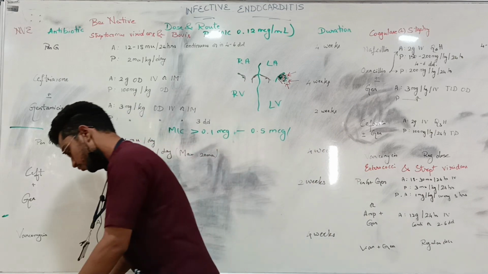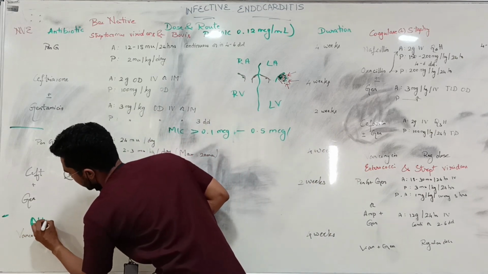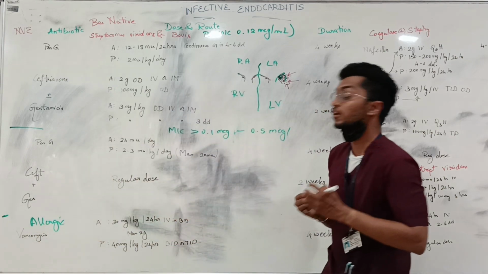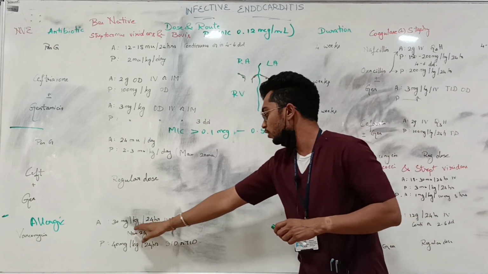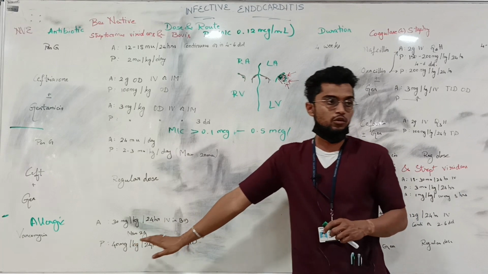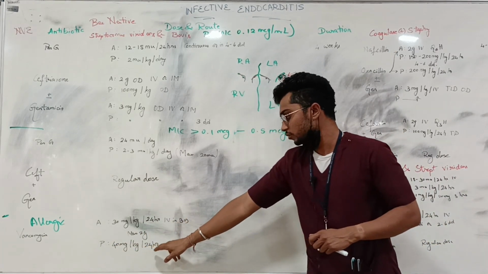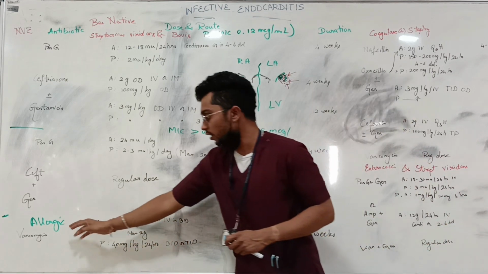And next is patients who are allergic to penicillin. If patients are allergic to penicillin, then we should use vancomycin 30 mg per kg every 24 hours IV, BD. The maximum is 2 grams, not more than 2 grams should be used. And for pediatrics, 40 mg per kg in a whole day, BD or TID. So this is for allergic patients.